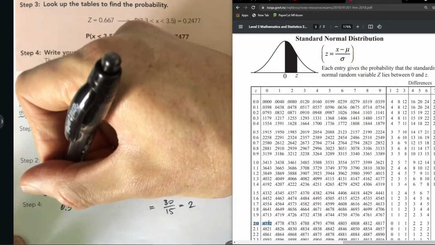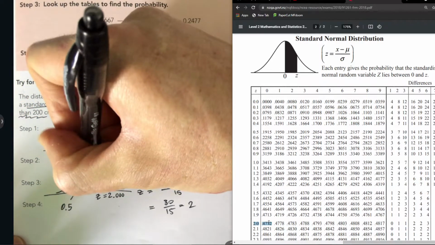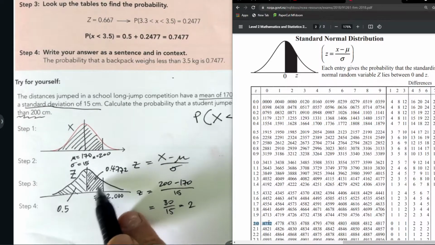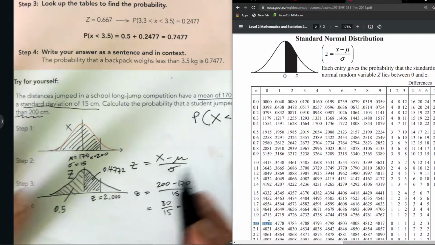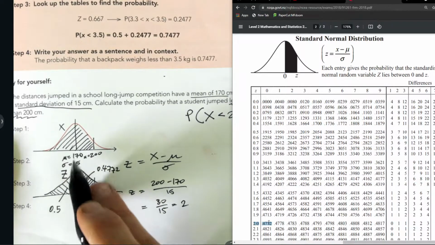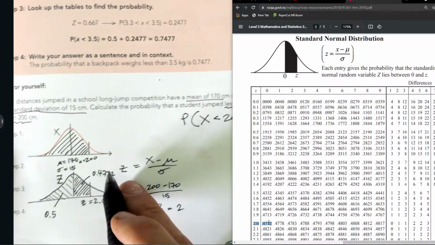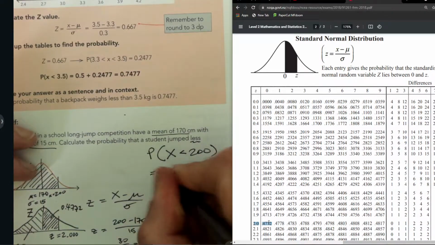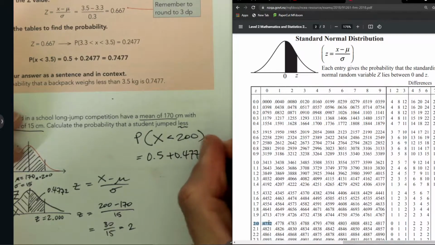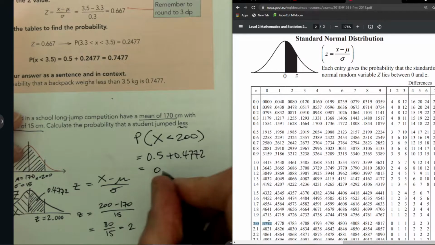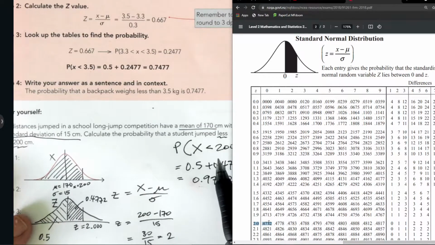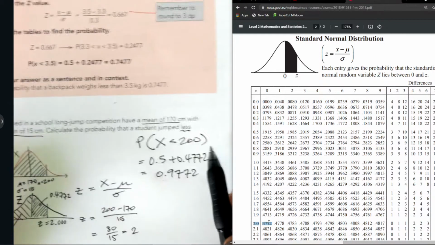So if this that I'm shading diagonally down to the right is equal to 0.5, and that which I've shaded diagonally down to the left is 0.4772, we can find our probability by just adding those two together, because that will be proportional to what's happening in x. So all we need to do is just add those two things, and then we're finished. So it's 0.5 plus 0.4772. So that's going to be 0.9772. The probability that a student jumped less than 200 centimeters.